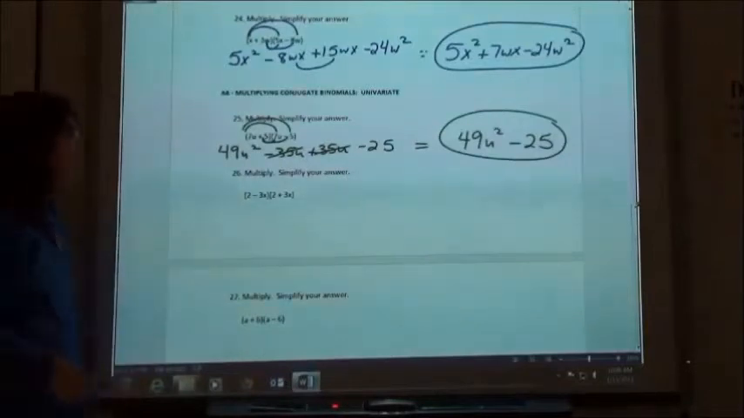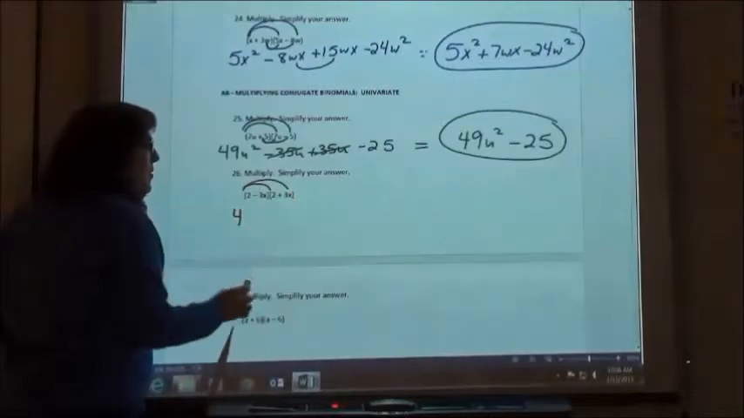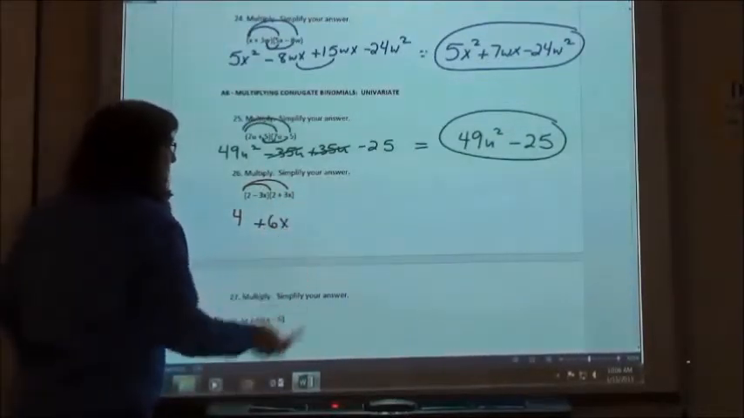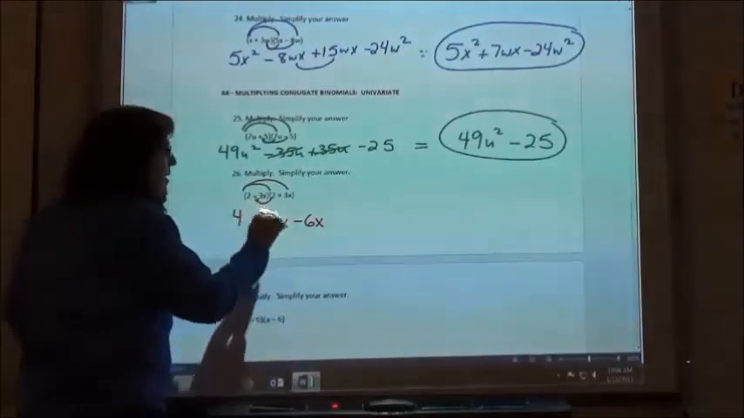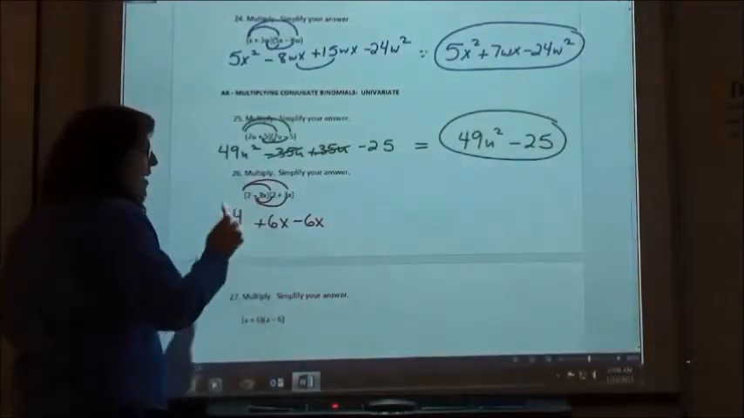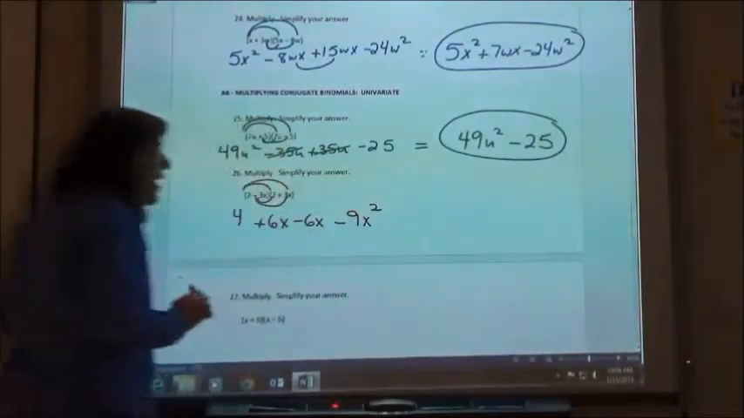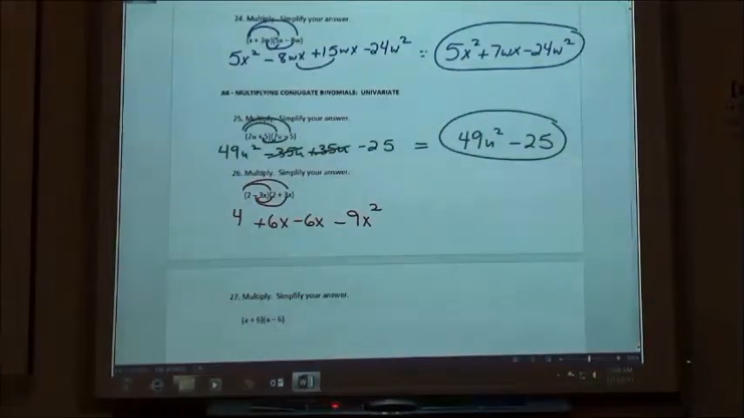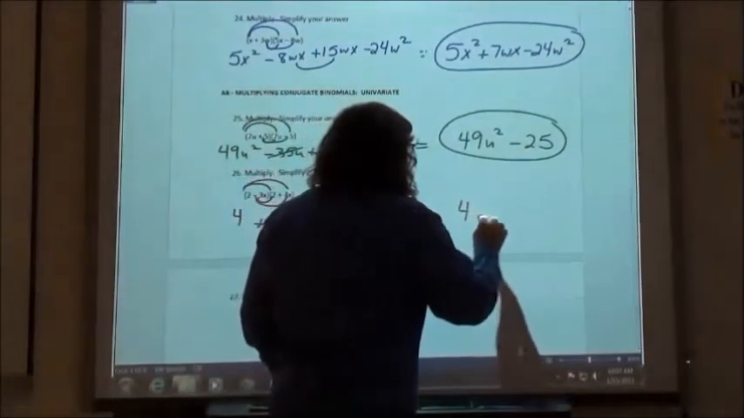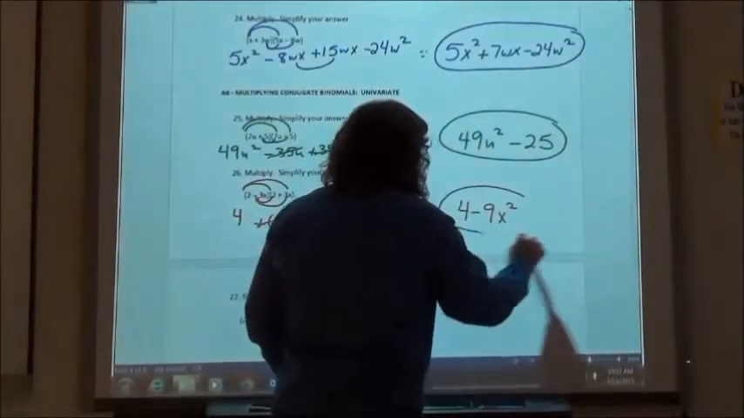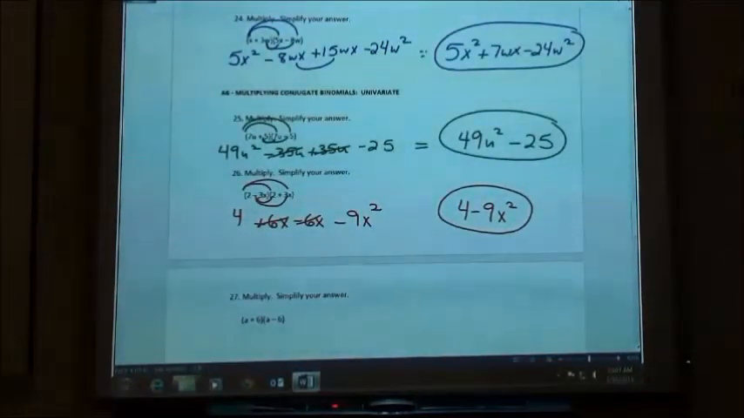Okay, we're just going to multiply this out. 2 times 2 is 4. 2 times 3x, positive 6x. Negative 3x times 2, negative 6x. Negative 3x times a positive 3x. Negative times a positive is a negative, and 3x times 3x is 9x to the second power. My middle terms will cancel out, and so I'm going to have 4 minus 9x squared. Go ahead and do number 27.